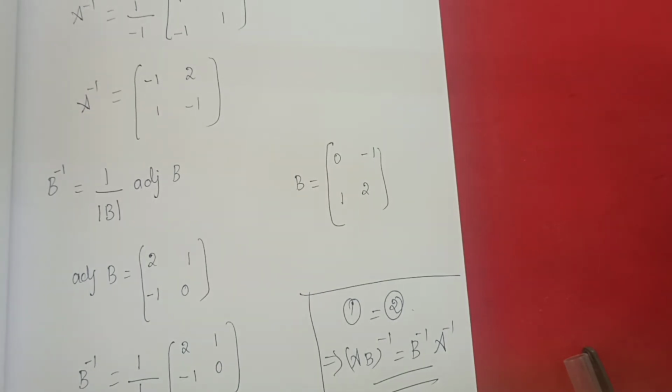For that, first you need to find determinant of A value, determinant of B value. A inverse separately, B inverse separately. Afterwards, find the product of A and B. Afterwards, AB the whole inverse you need to find. Understand, students? Okay. Next problem.